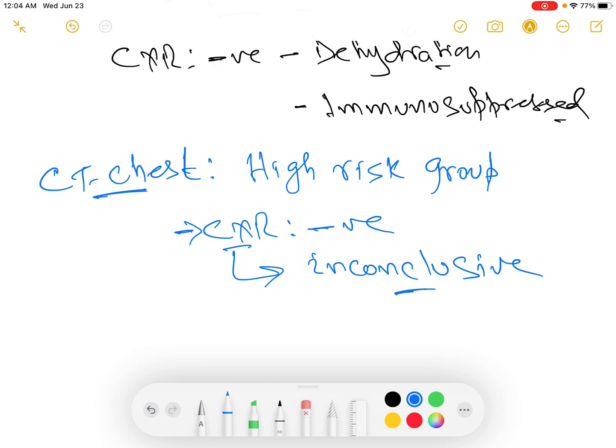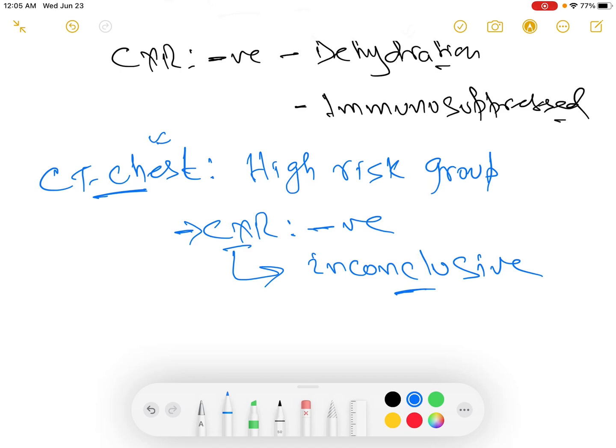Inconclusive means that you have a patient who appears to be very sick. For example, they're hypoxic, O2 sats are like 88%, their white count is 20,000, and you look at the chest X-ray and you see this small little infiltrate, and you think, this small infiltrate does not explain why this patient is so sick. In that case, it's appropriate to do the chest CT.